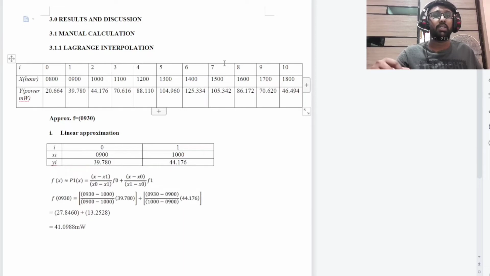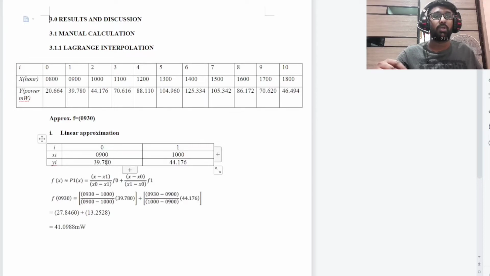For this, we have actually used the Lagrange interpolation to solve the question. So for this part, we'll be using linear approximation to find the power needed for the approximated time. The approximated time we are using here is 9:30 or 0930. We have chosen this time because it is not given in the table or in the real-time data.